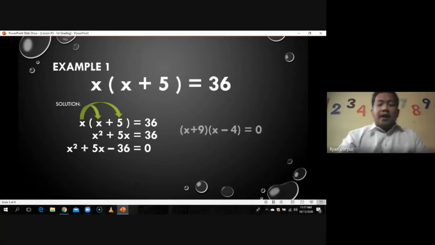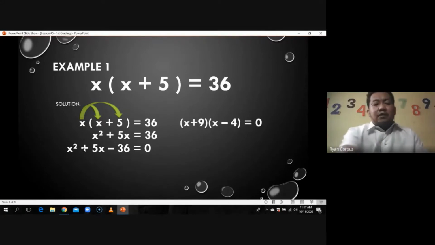So the factors are x plus 9 and x minus 4. The factors of x squared are x times x, while the second terms of the factors are the factors of negative 36 that when added, the sum is 5, and that is positive 9 and negative 4.